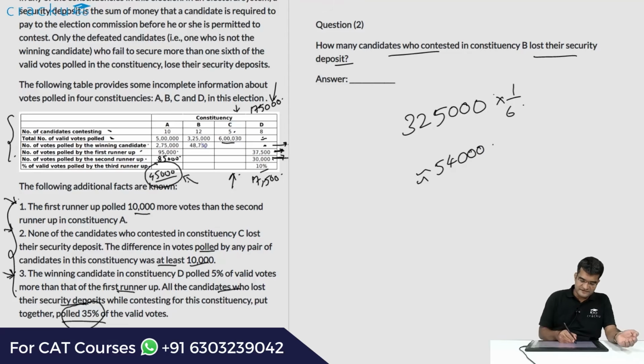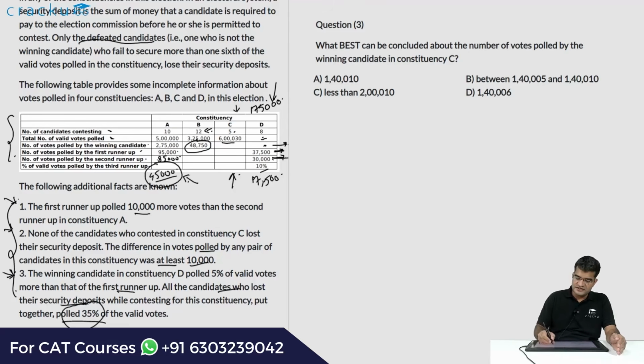But if you notice, the winner himself has gotten only 48,000. So everybody other than the winner has gotten less than 48,000. This would imply that everybody else has forfeited their security deposit. The winner doesn't forfeit their security deposit, only the defeated candidates forfeit their security deposit. There were a total of 12 candidates, so 11 of them other than the winner would forfeit their security deposit. Let us look at the next question.